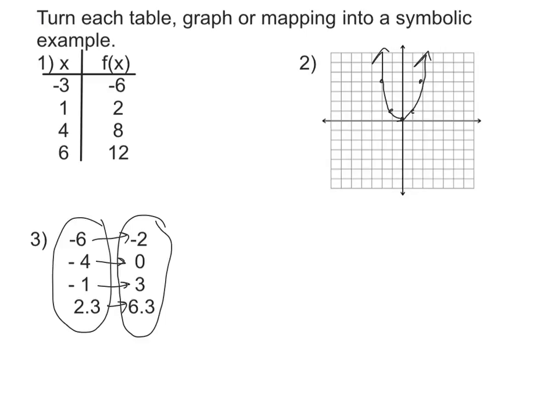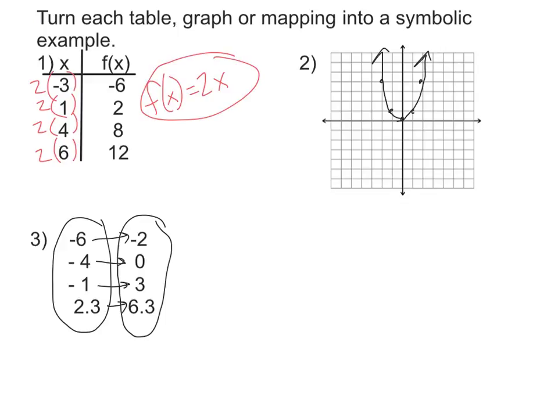of x. And maybe you can see that we take each of them times 2. If I take each one times the number 2, I'm going to get the output f of x. So f of x, the output, is the same as whatever x is, whatever we want to put in there, multiplied by 2. And there's the rule for that table.